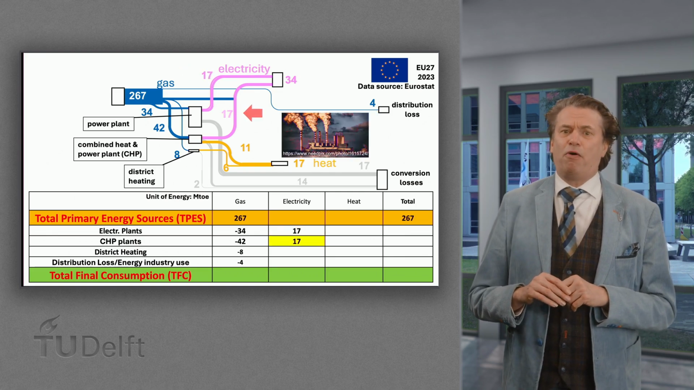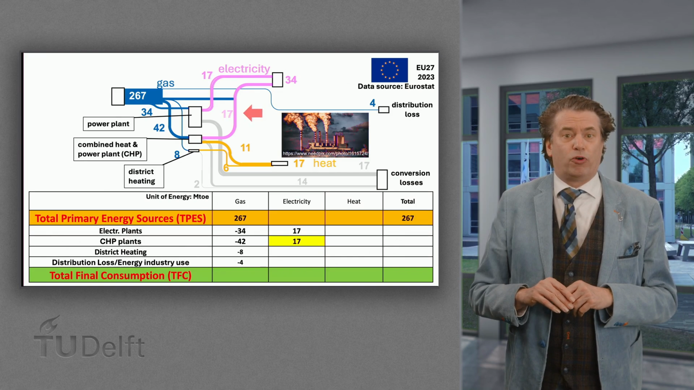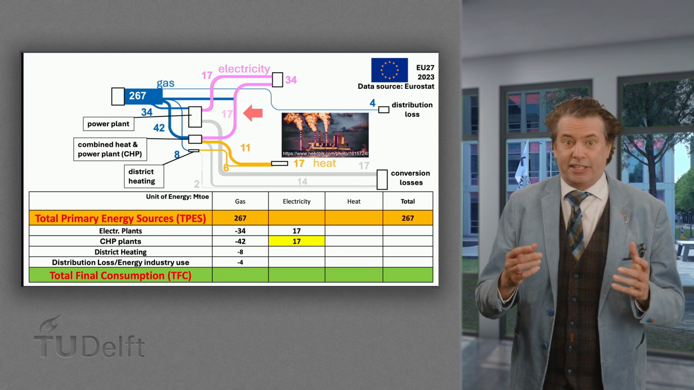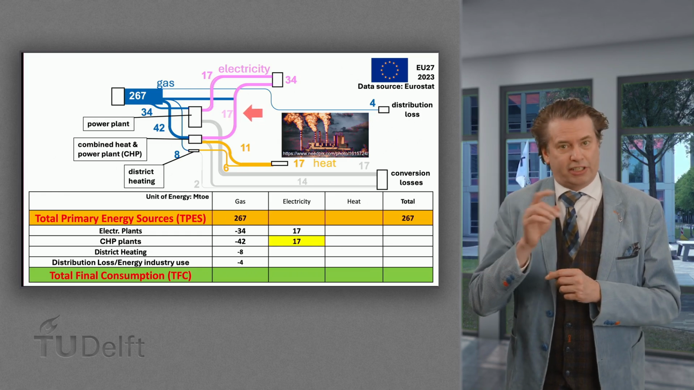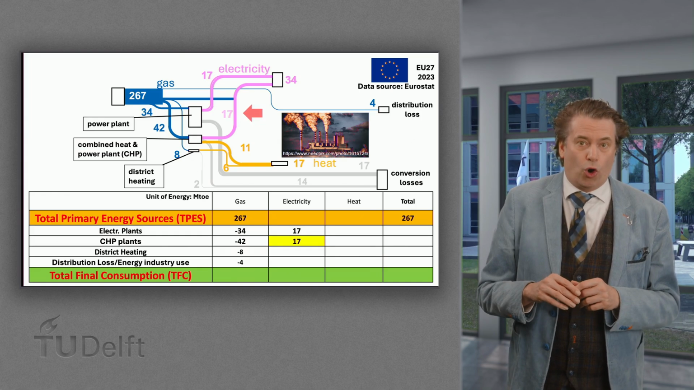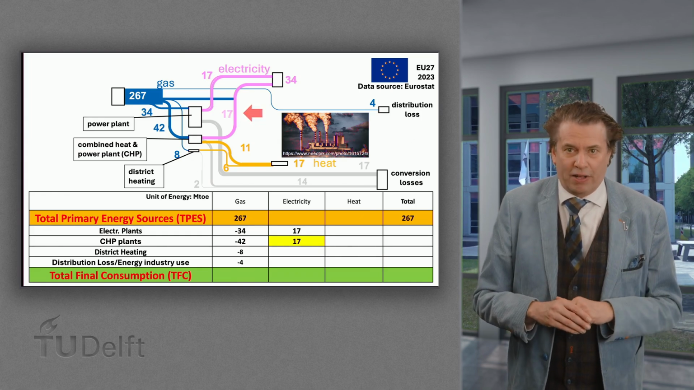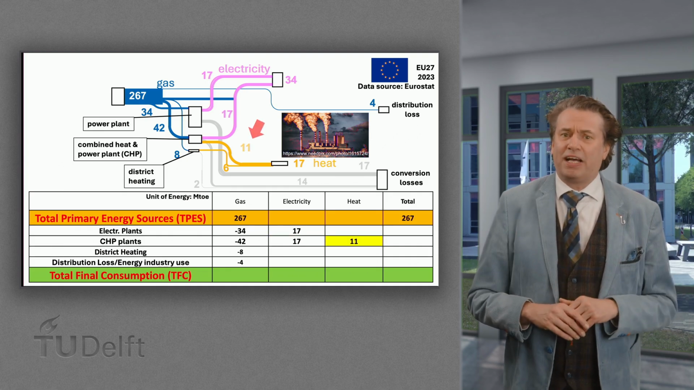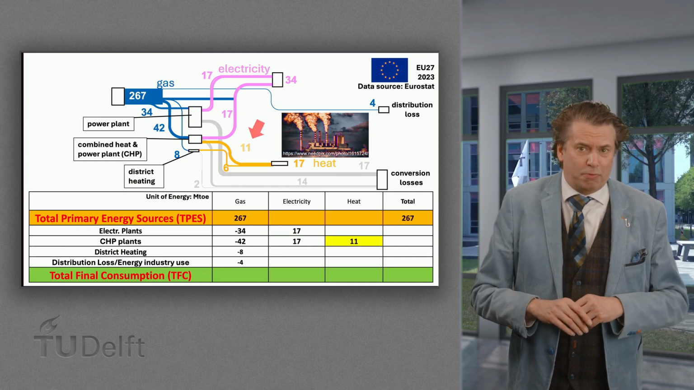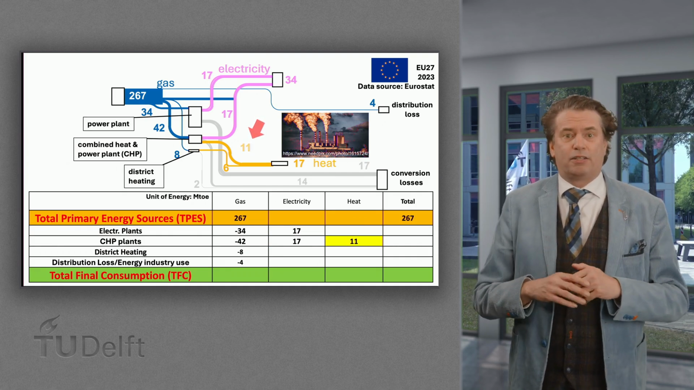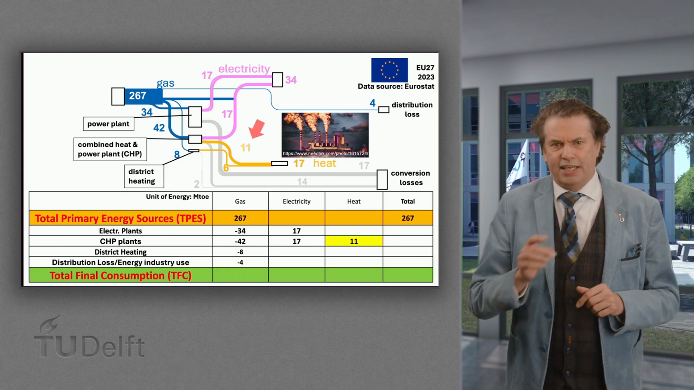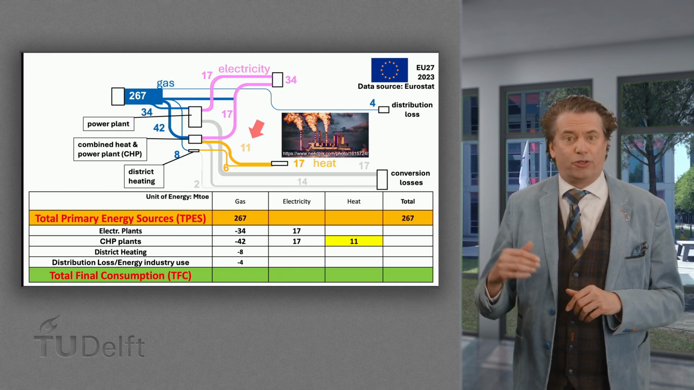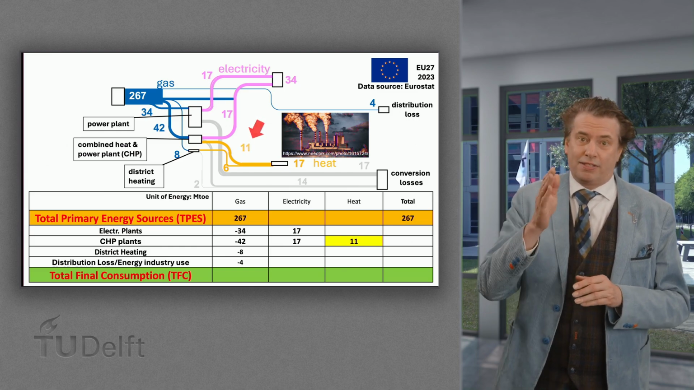In the combined heat and power plant, another 17 megatons oil equivalent of electricity is generated, as indicated by the red arrow. Again, as the electricity is generated, this is shown by plus 17 megatons oil equivalent in the combined heat and power plant row and electricity column. In addition, the combined heat and power plants generate about 11 megatons oil equivalent of heat, as indicated by the red arrow. As the heat is generated, this is shown by plus 11 megatons oil equivalent in the combined heat and power plant row and heat column.